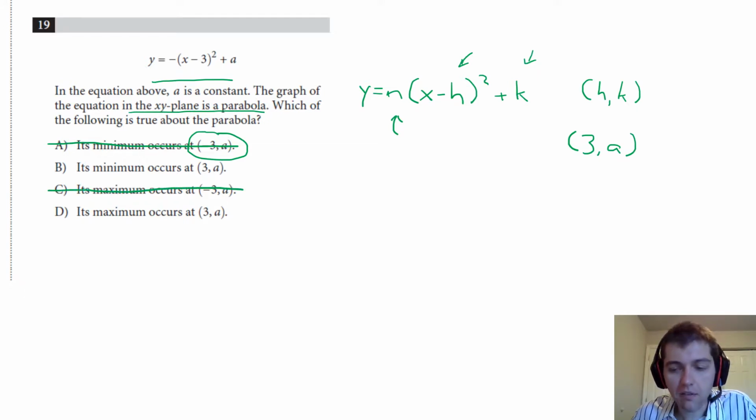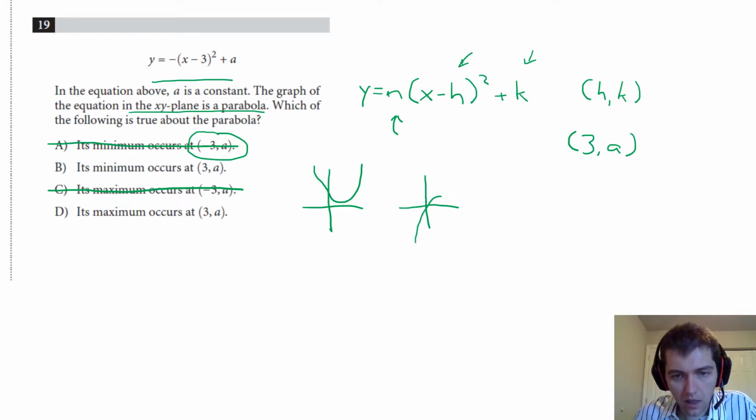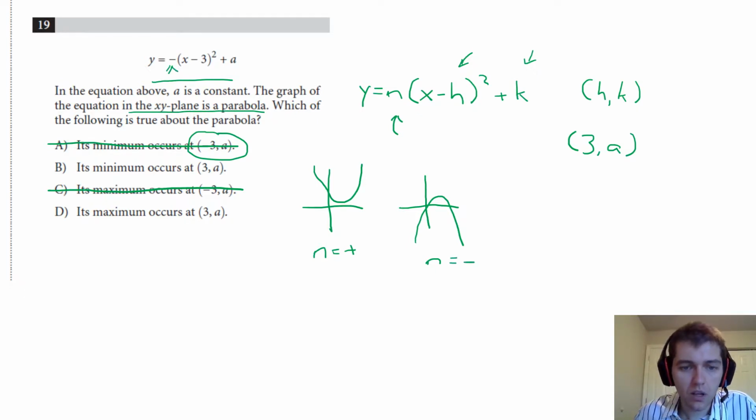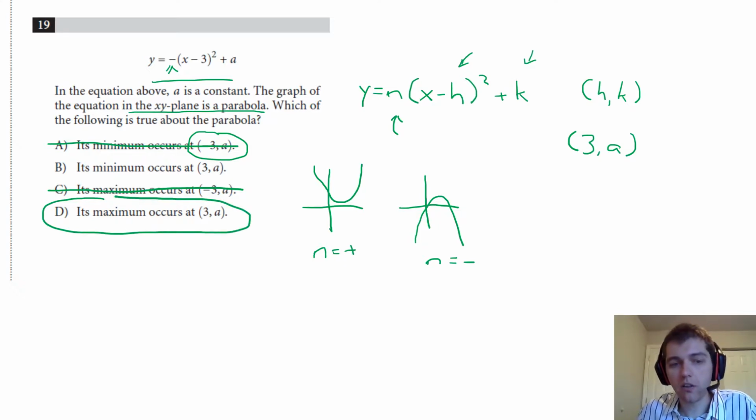And then it's asking, is that vertex its minimum or maximum point? So basically, does the graph look like that, that'll happen at 3, right? Or does the graph look like that? This would be if n is positive. This would be if n is negative. And in our case, n is equal to -1, which means that that point, the vertex, is the maximum. So D is the correct answer. The maximum occurs at the vertex 3, comma a.